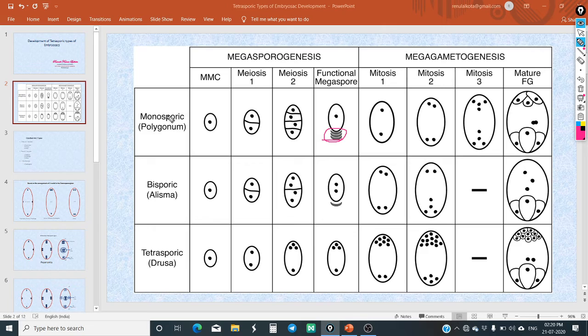And we saw that it has two types. One is the 8 nucleate type and the other is the 4 nucleate type. The 8 nucleate type example is the Polygonum type, and the 4 nucleate type is the Oenothera type. In our last class, we discussed it.